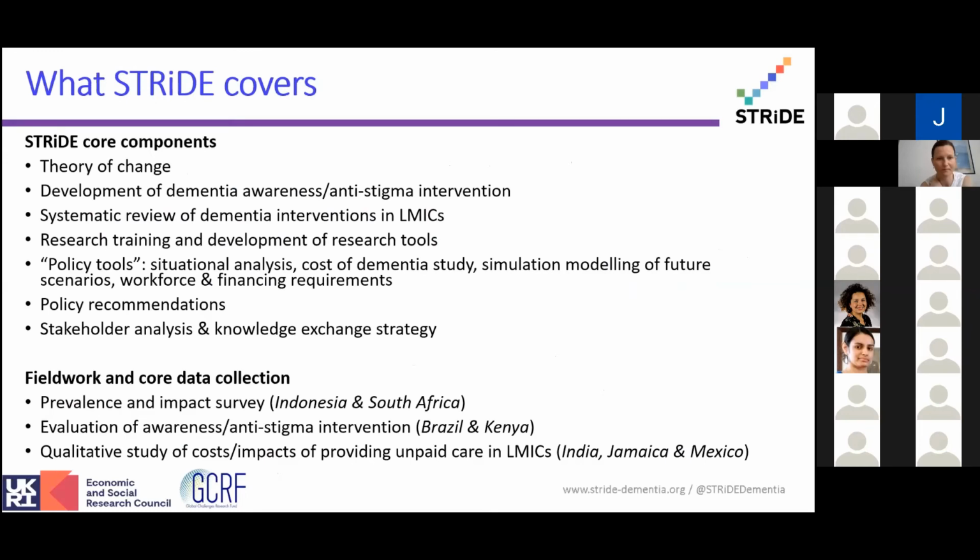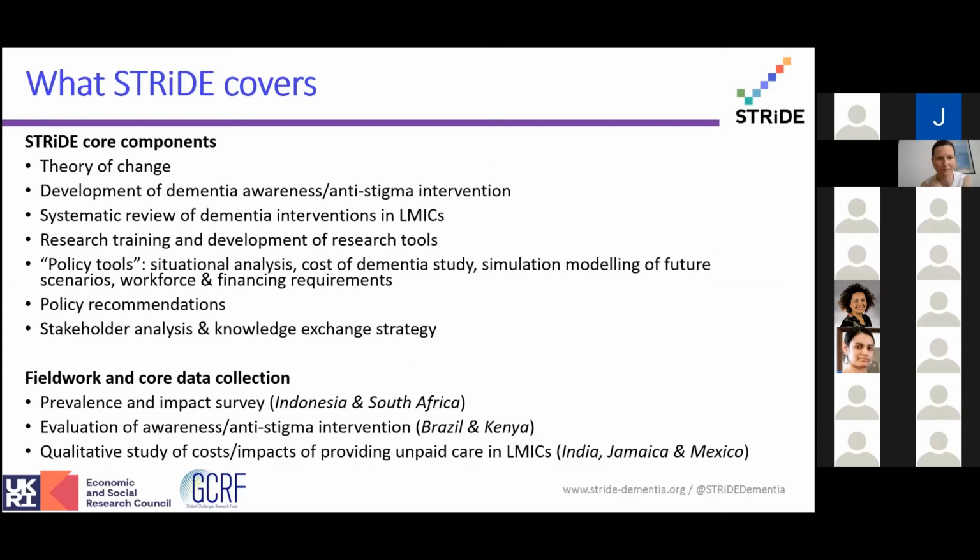STRIDE has a number of components. We have 10 work packages, and 6 are core research work packages. Each country does a theory of change, for example, and each country is involved in a systematic review of dementia interventions. And there is a huge component of research training and development of research tools. For the fieldwork and core data collection, the countries can do specific work packages.